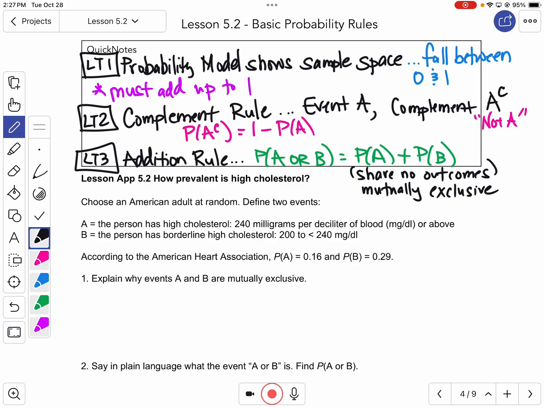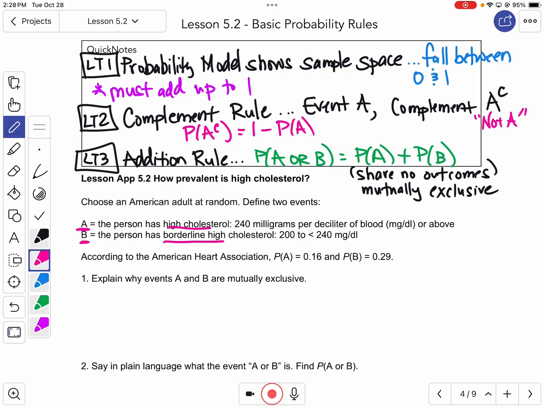What are my other options? None, right? I have normal cholesterol. I'm either high, borderline high, or I'm all right, okay? Now, they didn't tell me anything about being okay, right? They only told me about being high and being borderline, okay? So it's important that we see what it is they've defined each event to be. So A is high cholesterol, B is borderline high, okay?